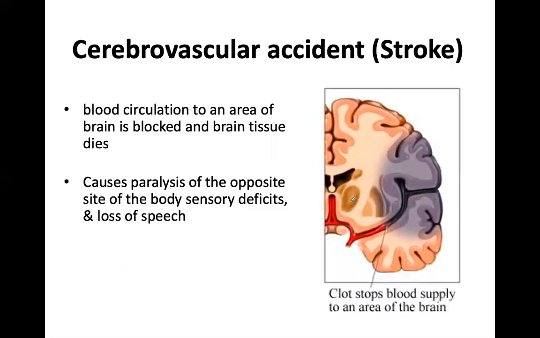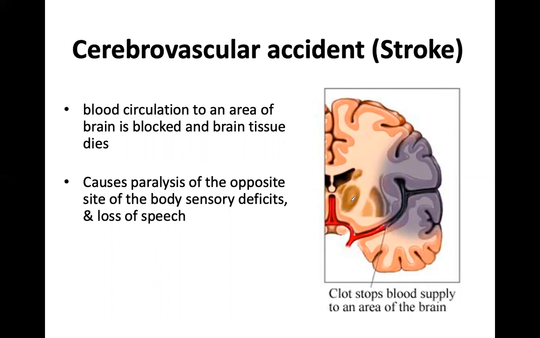Another condition we have is called cerebrovascular accident, better known as a stroke. A typical reason for a stroke, not the only reason, we're just simplifying it for our class, is if you have a blood clot that is blocking the blood supply to part of the brain. If part of the brain does not receive that oxygenated blood, it will result in neuron death in that region, and therefore the loss of functionality.